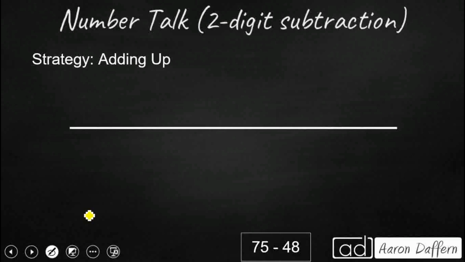So the first thing that we could have done is adding up. What we do with our adding up strategy is we take our second smaller number, that's our subtrahend, which is the fancy word for the second smaller number in a subtraction problem. And we start there. We're going to take little jumps to try to get up to 75. And yes, 75 also has a fancy label. It's called a minuend. That's the larger starting number in a subtraction problem.